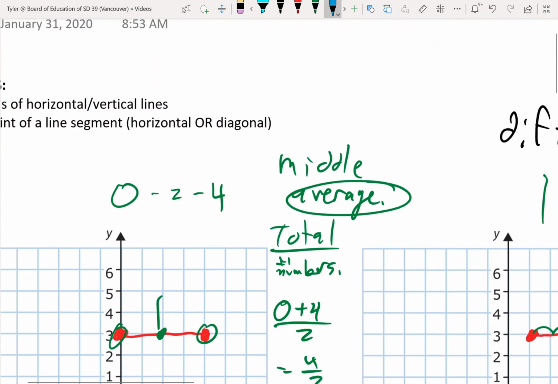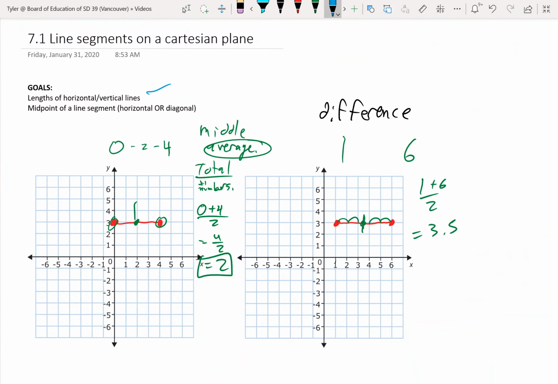Just to recap, we had two things we learned about: how to find the lengths of lines. To find the lengths, you subtract the two numbers you have. You take the big number, the right number, or the up number, and you subtract the smaller number, the left number, the negative number, whatever.